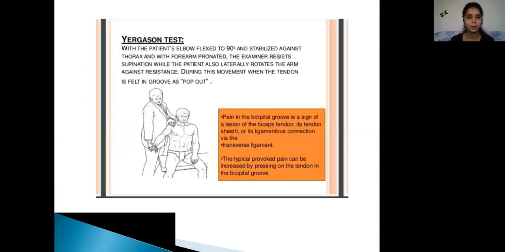Yergason's test. Yergason's test, where the patient's elbow is flexed to 90 degrees and stabilized against the thorax with the forearm pronated. And now the therapist resists the supination while the patient also laterally rotates the arm against resistance.